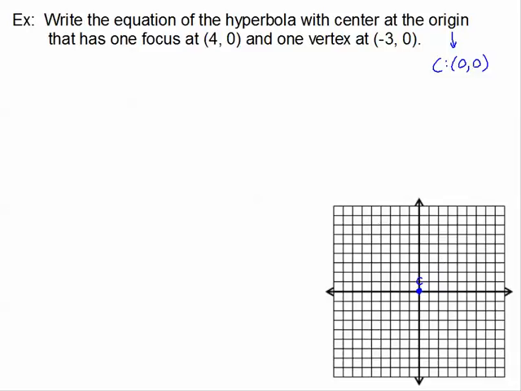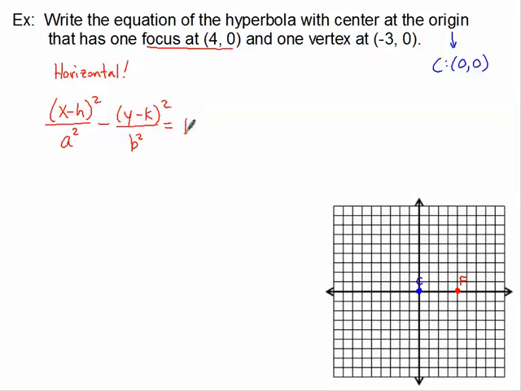Let's switch color. The focus is at (4, 0), so 1, 2, 3, 4 units over here is where one of the focal points is. And now we know that we have a horizontal hyperbola. We could also put another focal point over here if we wanted to. As soon as I know that it's horizontal, I'm going to write that standard form down. Horizontal, so we're talking about (x minus h) quantity squared divided by a squared, minus (y minus k) quantity squared divided by b squared, all equal to 1.